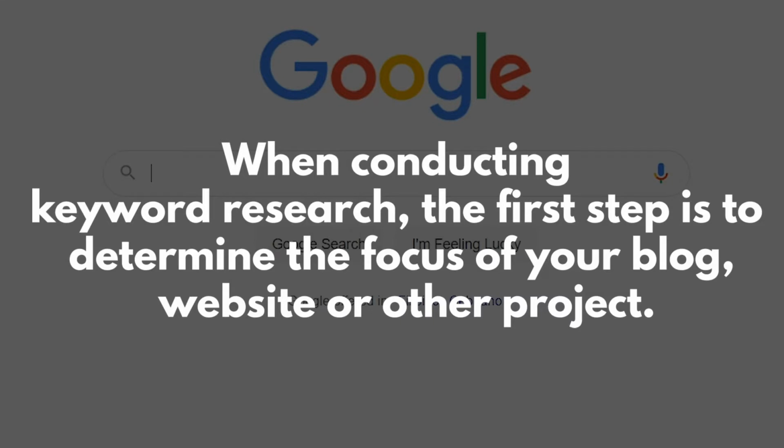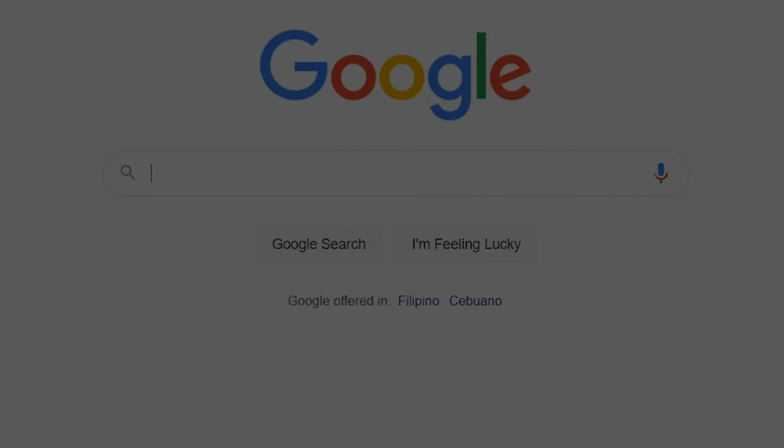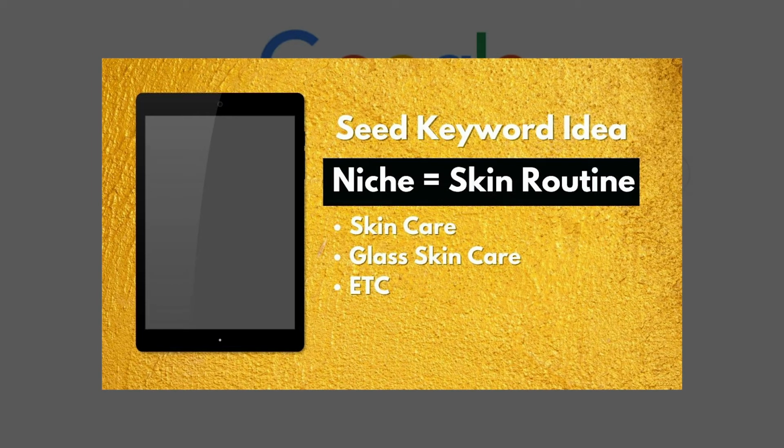When conducting keyword research, the first step is to determine the focus of your blog, website, or other project. And from there, you'll just select your niche. For example, we'll launch an e-commerce shop selling skincare products. Okay, so we've already determined our niche, which is all about skincare.